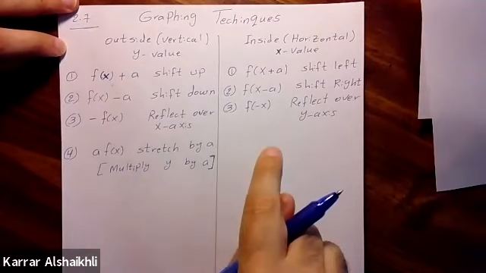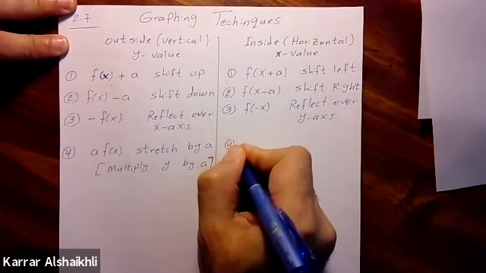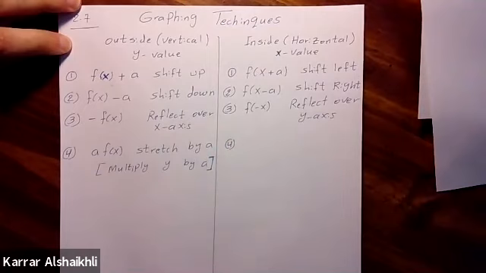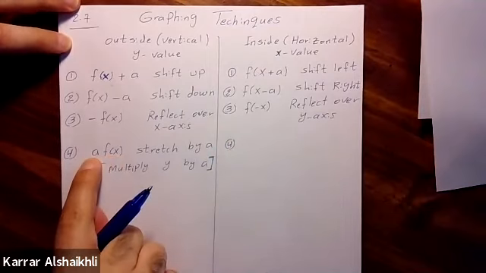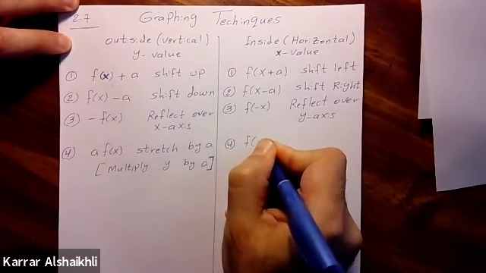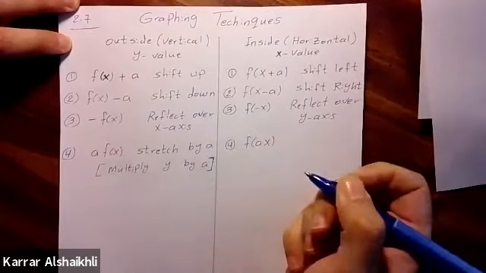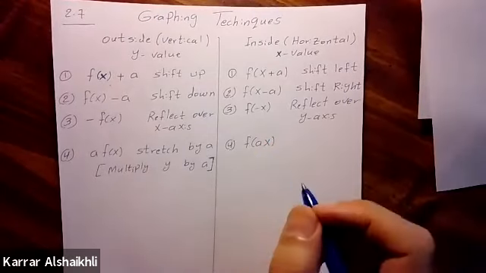The same technique we're going to do here. If you have a number outside, as you see here, and if you have a number inside, so ax, you see the number inside, so it's going to be shrink by A.